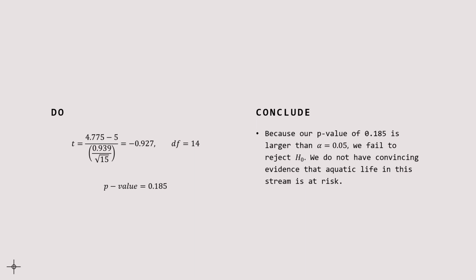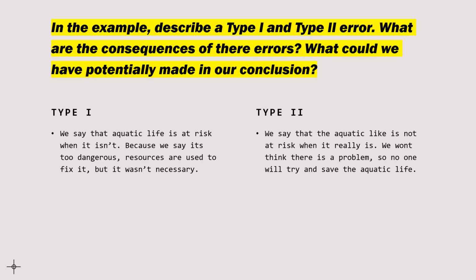Okay, one last thing with this. So in the previous example, if we want to talk about our type 1, type 2, you could get a question that goes, okay, in this example, describe the difference between a type 1 and a type 2 error in the process. So this one was talking about the aquatic life, and if it's lower than 5, then they are in trouble. They're at risk of dying, essentially, if we want to be blunt about it.